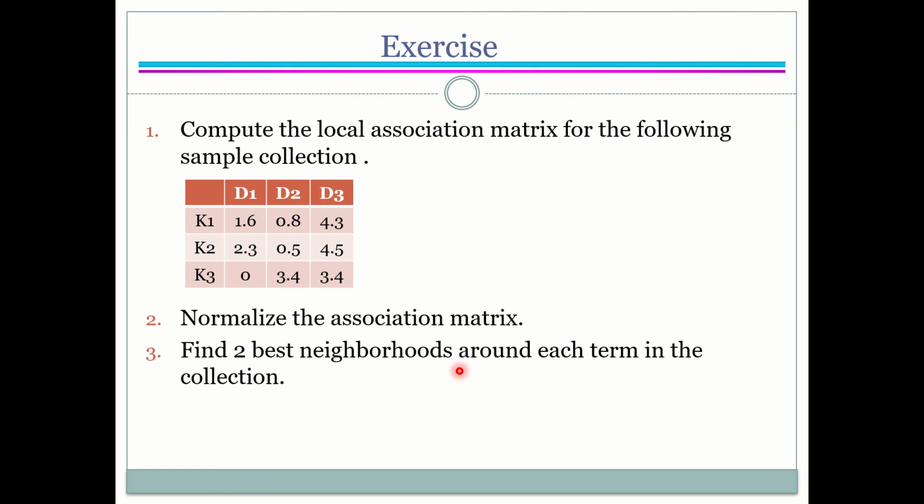So this is the exercise that you need to do. You need to compute the local association matrix for the following sample collection. You need to find the transpose of this matrix and then get the multiplication. Then you normalize the matrix using the previous formula, and determine the two best neighbors that are highly correlated to each other. And that's it for this session.